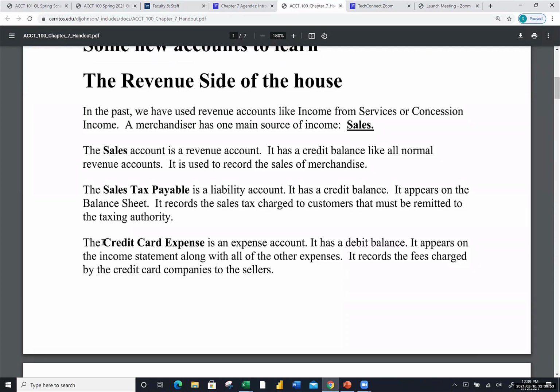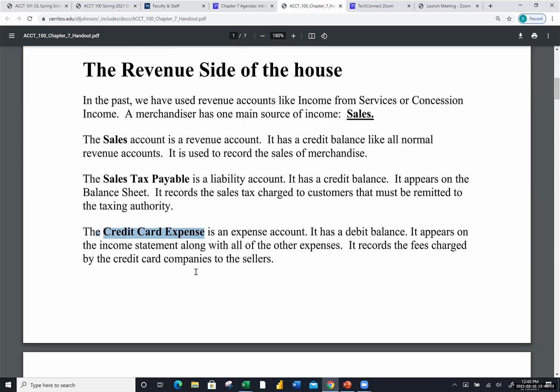And then because we're going to be accepting credit cards from customers, we'll talk about a new account called credit card expense. It is an expense. Like all expenses, it has a debit balance. And like all expenses, it's going to be on the income statement. So those are some of the new accounts.